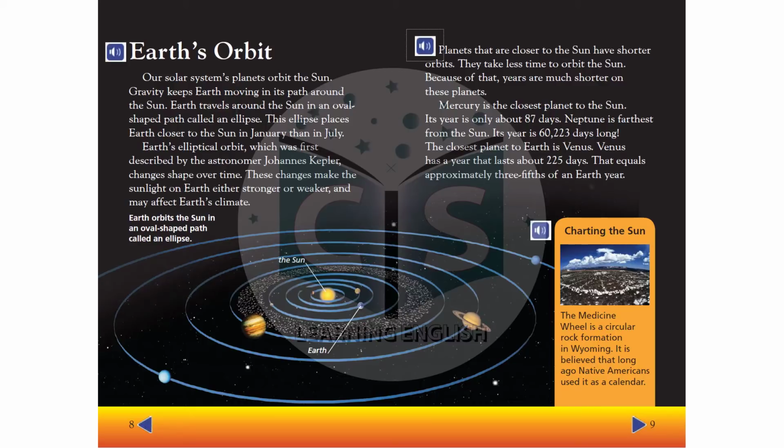Neptune is farthest from the Sun. Its year is 60,223 days long. The closest planet to Earth is Venus. Venus has a year that lasts about 225 days. That equals approximately 3/5 of an Earth year.